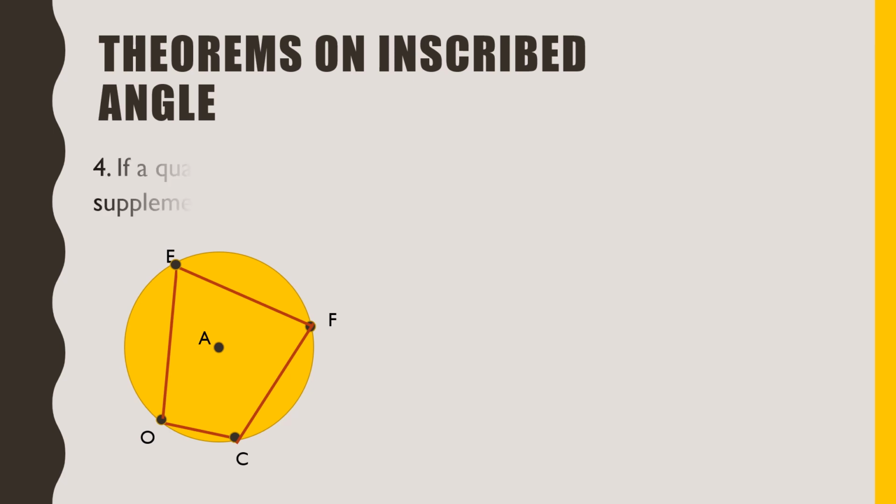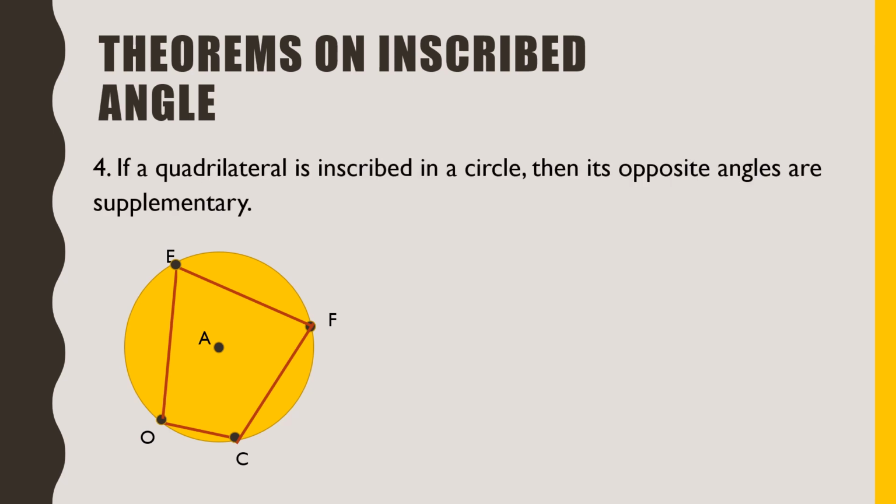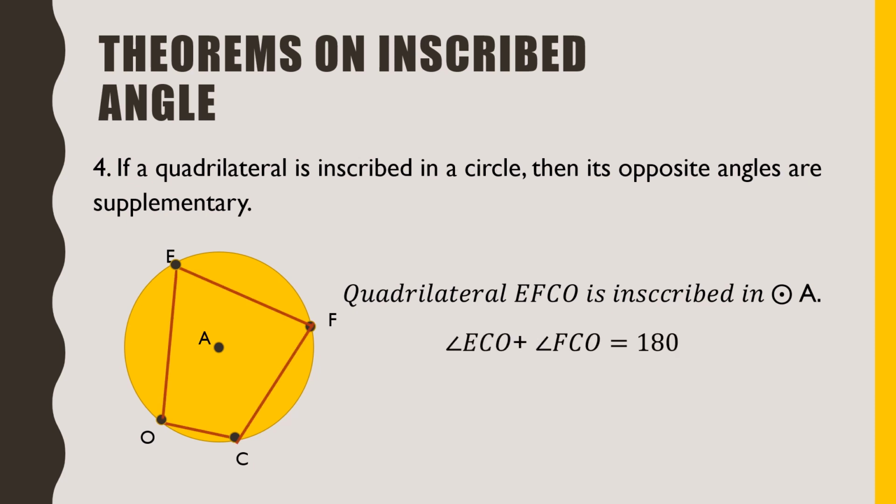For theorem number 4, if a quadrilateral is inscribed in a circle, then its opposite angles are supplementary. Given the figure, quadrilateral EFCO is inscribed in circle A. Angle ECO plus angle FCO is equal to 180, and also angle EFC plus angle EOC is also equal to 180.